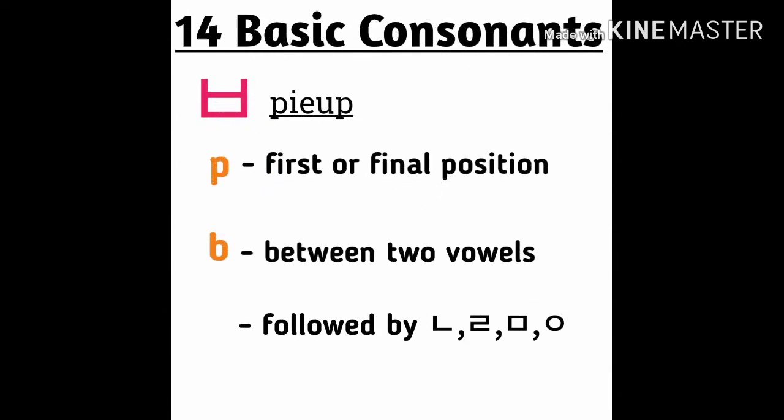Okay? So, next basic consonant is the consonant piup. It also has 3 rules. First, when it is in the first or final position, it will sound as letter P. For example, this word. Because piup is in the first and final position, it will sound as P. This is pop.